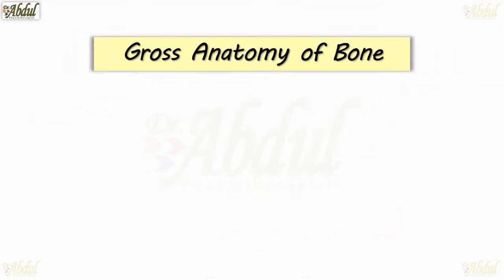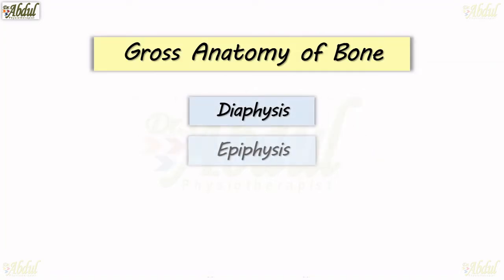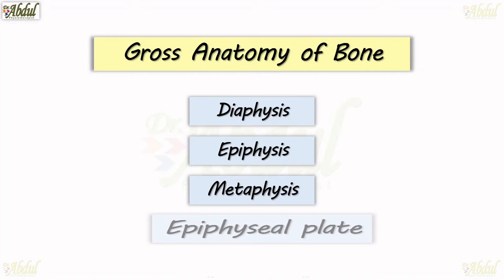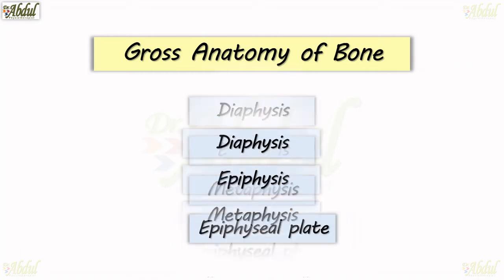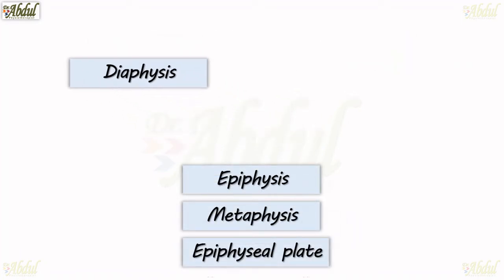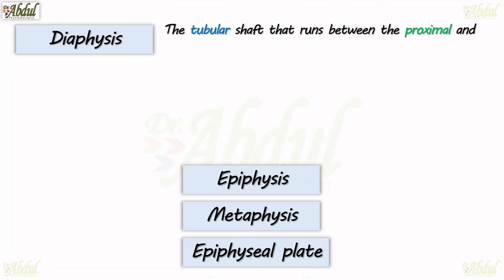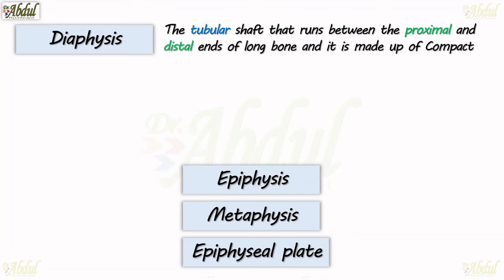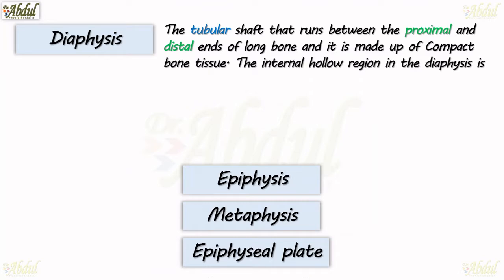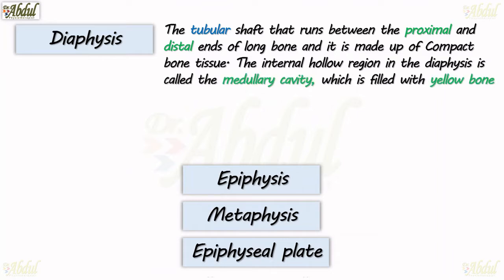Let's see the gross anatomy of a bone. It has the diaphysis, epiphysis, metaphysis, and epiphyseal plate. Let's see what they are one by one. Diaphysis: the tubular shaft that runs between the proximal and distal ends of a long bone, and it is made up of compact bone tissue. The internal hollow region in the diaphysis is called the medullary cavity, which is filled with yellow bone marrow.